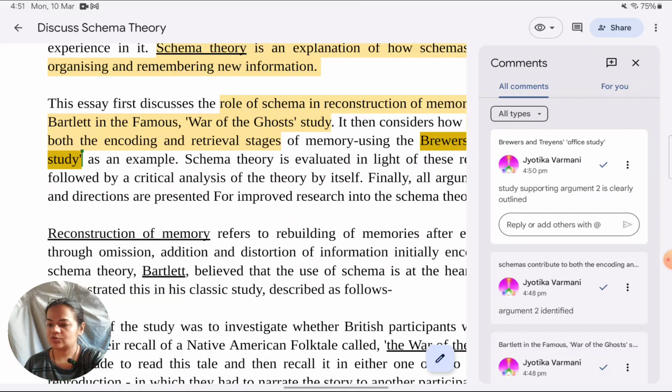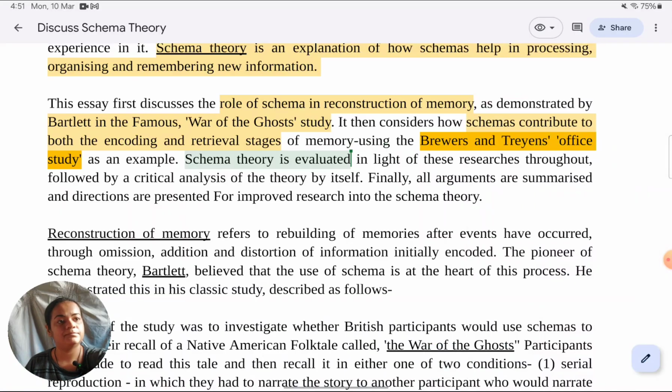After this, it's also mentioned that schema theory itself is going to be evaluated, in the sense that schema theory is going to be evaluated, of course, in light of these essays. As you know, for criterion C, I'll explain further ahead. You don't have to only evaluate the studies unless the question is very specifically evaluate the studies for schema theory. Here it's discuss schema theory.